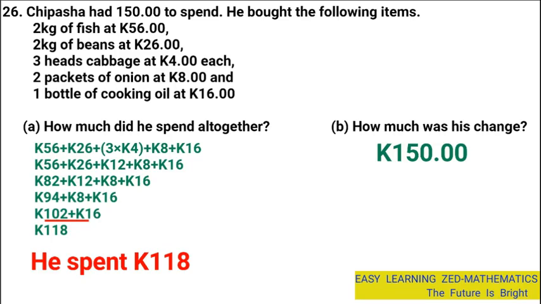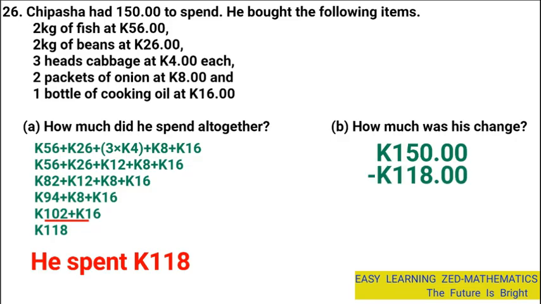Okay, then I'm also going to look at how much he spent. So he spent 118 kwacha. So we're going to subtract what he spent, so minus 118 kwacha. Then I'm going to draw a line there. Then I'm going to do the actual subtraction.